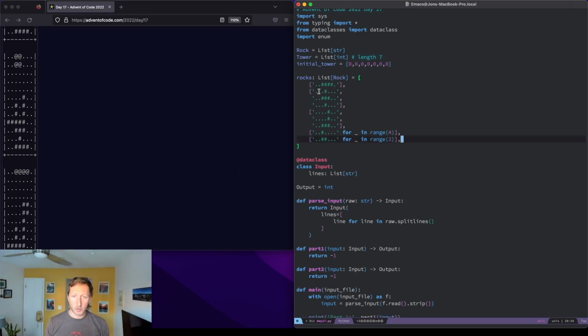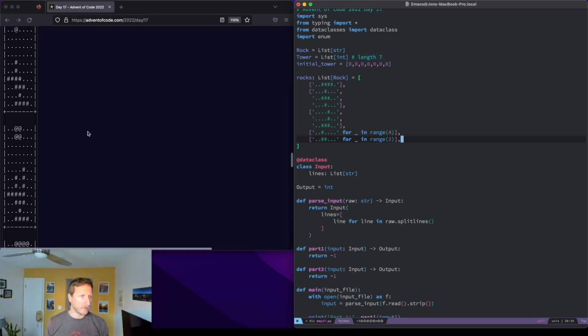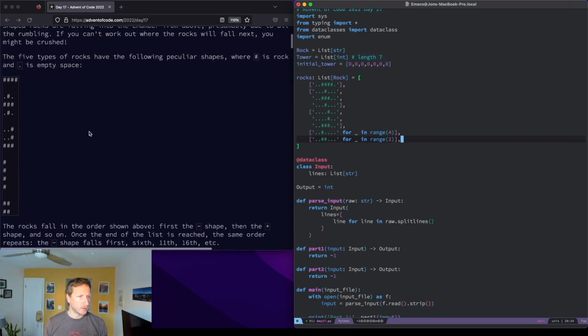And this should be 6. 1, 2, 3, 4. No, it's only 5. 1, 2, 3. Okay, so there's only 5. All right, got it. So we got the list of our rocks, and we have a representation for our tower.